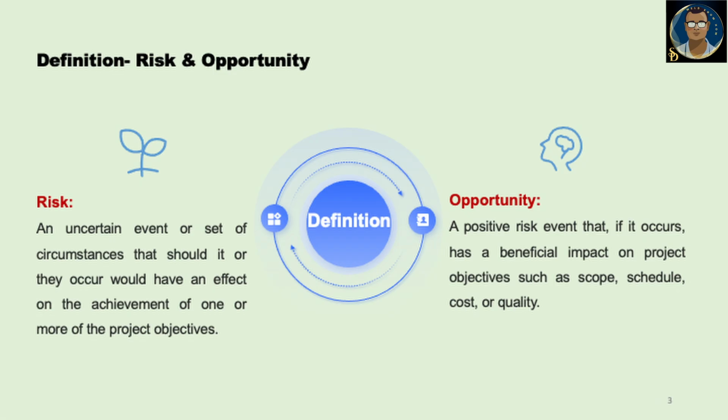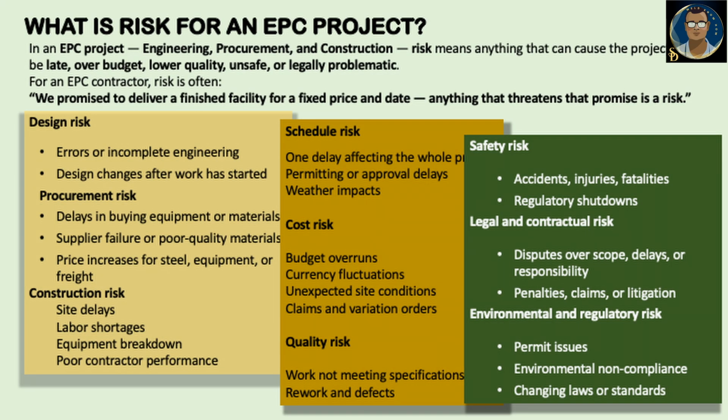What is actually the definition of risk and opportunity? Risk is an uncertain event or set of circumstances that, should it or they occur, would have an effect on the achievement of one or more of the project objectives. And what is opportunity? It is a positive risk, that if it occurs, has a beneficial impact on the project objectives such as scope, schedule, cost and quality. In a bit more detail, what is a risk for an EPC project?